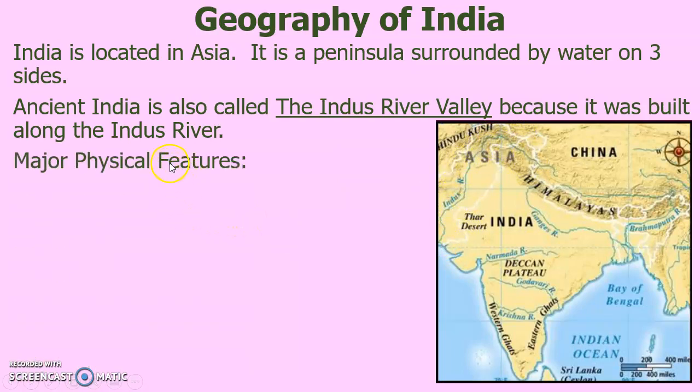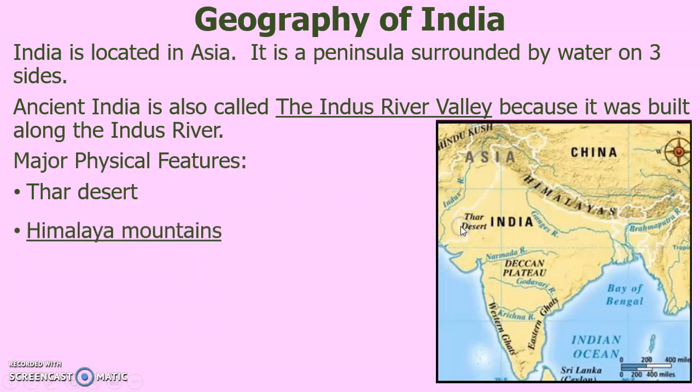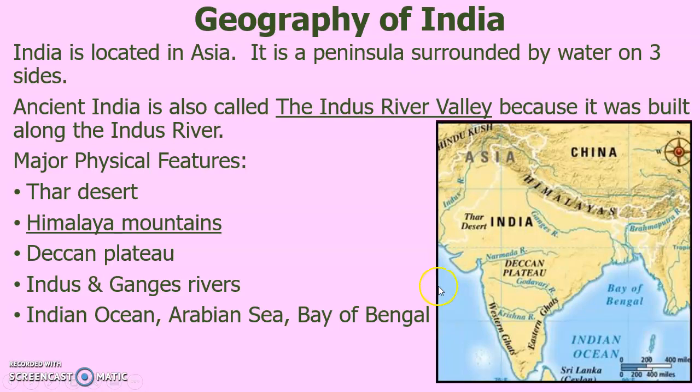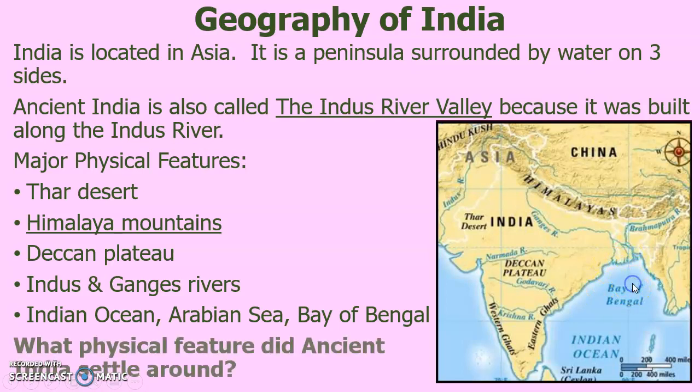So there are some major physical features of India. We have the Thar Desert. We have the Himalaya Mountains. Do we see the mountain range? Okay, good. We have the Deccan Plateau. We have the Indus and the Ganges rivers. We have the Indian Ocean, the Arabian Sea, and the Bay of Bengal.